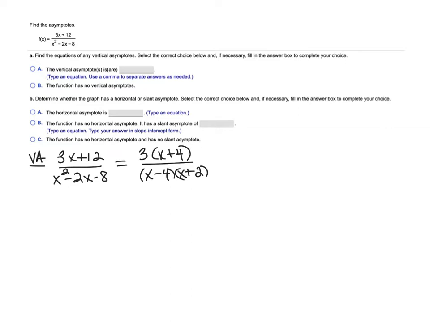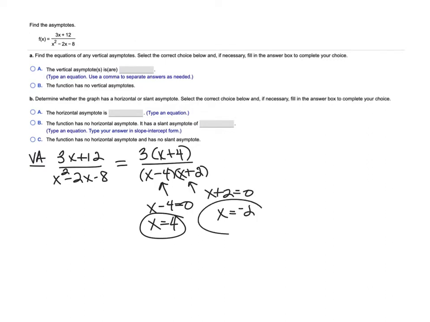So now for your vertical asymptotes, it's going to be whatever makes the denominator 0. In this case, we have 2 things. So you just set each one equal to 0 and solve. x equals 4. Here's 1. And this one, x plus 2, you get negative 2. So in this case, we have 2 vertical asymptotes, x equals 4, x equals negative 2.